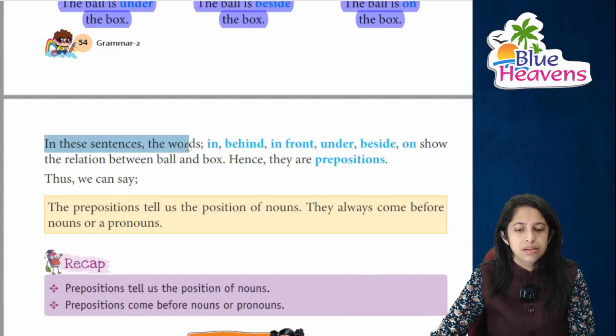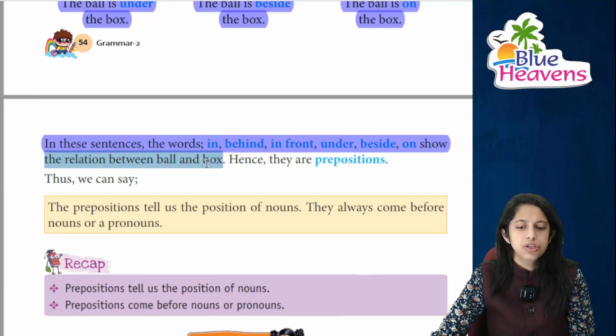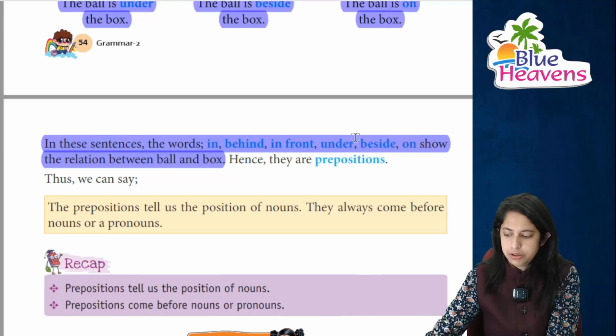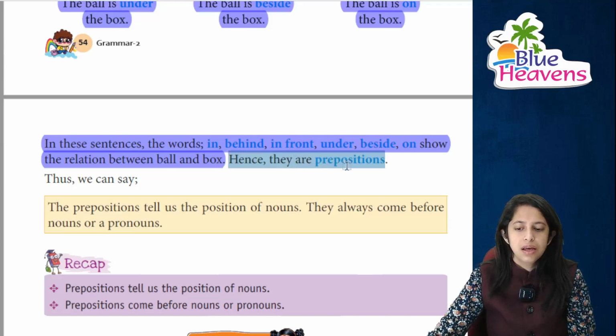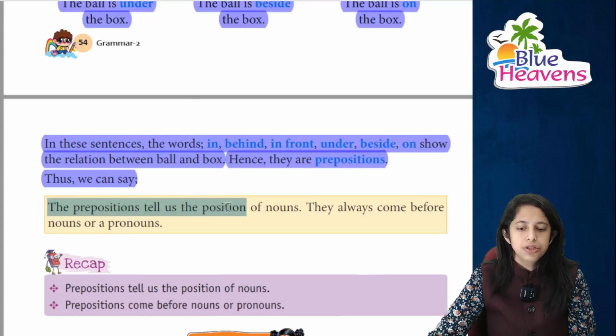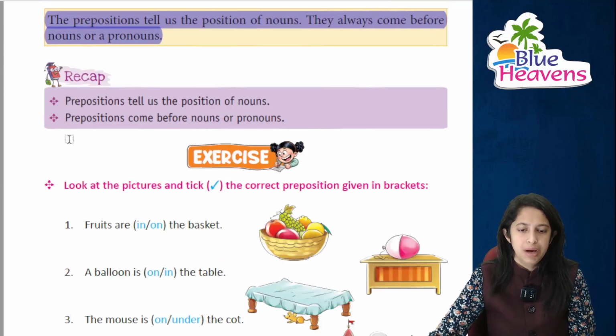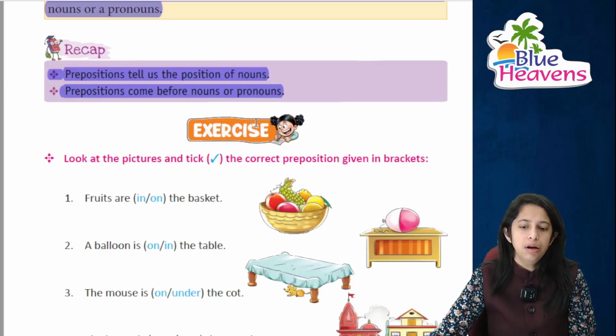So in these sentences, the words in, behind, in front of, beside, on, ये सब क्या करते हैं? It shows the relationship between ball and box, and that is why they are prepositions. इसलिए क्या है? Hence they are prepositions, right? And thus we can say the preposition tells the position of noun. They always come before noun और pronoun के हमेशा पहले आते हैं. A short recap. Preposition tells us the position of noun. Preposition comes before noun and pronoun.